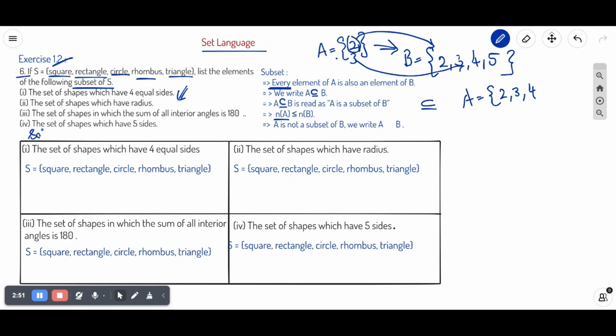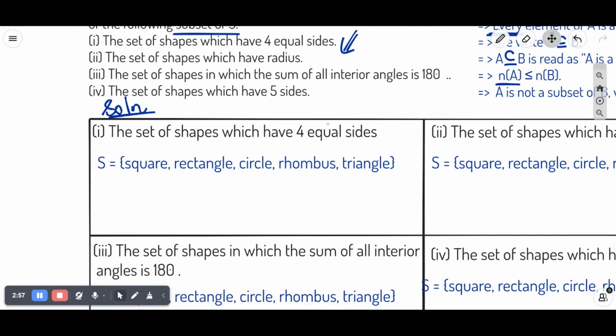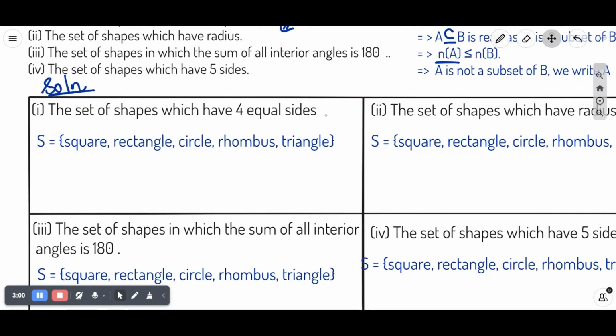Question first. Let's take the solution for this. The set of shapes which has 4 equal sides. For easier purpose, I have rewritten the question here. The set S is square, rectangle, circle, rhombus and triangle. So let us start our solution for this question. We are going to write the subset of S which satisfies this condition: shapes which have 4 equal sides.